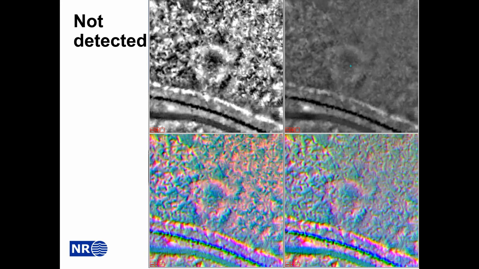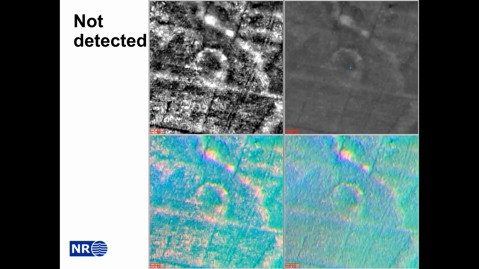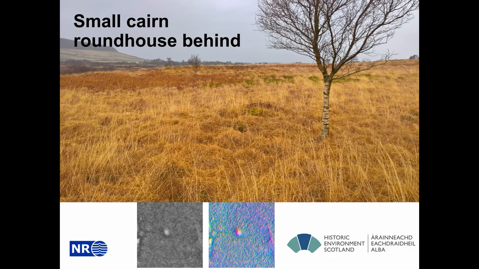These are some examples of roundhouses that we didn't detect. It could be two reasons. One is that there are some nearby bigger structures, or that the contrast is low. And this is another example. It looks more prominent here, but then there's also a lot of background noise. This is what did work.